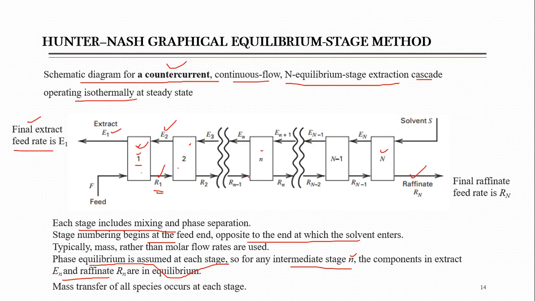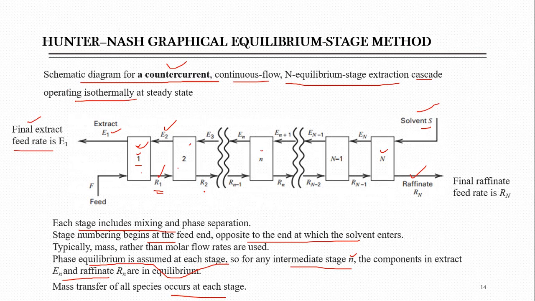And by the way, mass transfer of all species takes place at each stage. You remember that these are partially miscible solvent systems. So in this, not only extraction of the solute takes place, the solvents are also exchanged with each other. This phenomenon takes place on each plate: solute transfers from the feed towards the externally introduced solvent, as well as some of the solvent or carrier which is part of the feed is transferred towards the solvent, and some of the externally introduced solvent becomes part of the raffinate side.